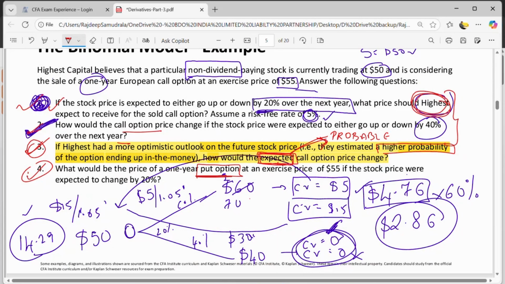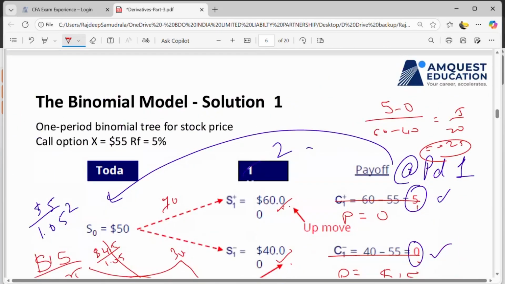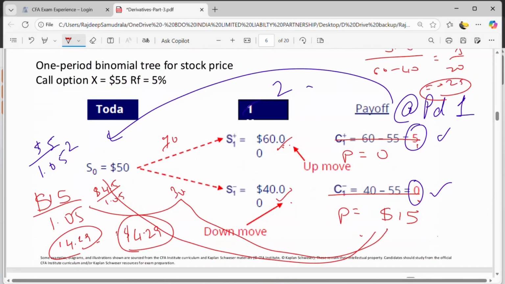So when the word probability or expected value comes, you'll need to go and say, oh, it's (1 plus RF minus D) upon (U minus D). But when they said only highest, just go with 100%. Clear?